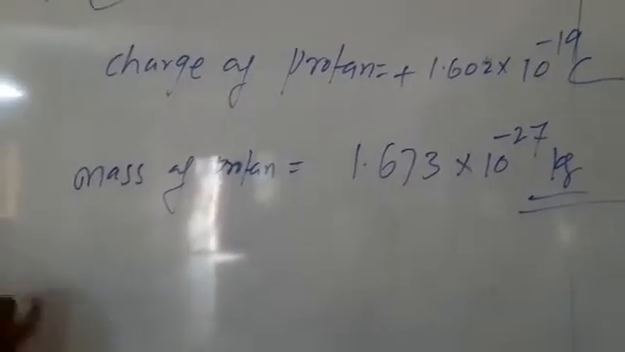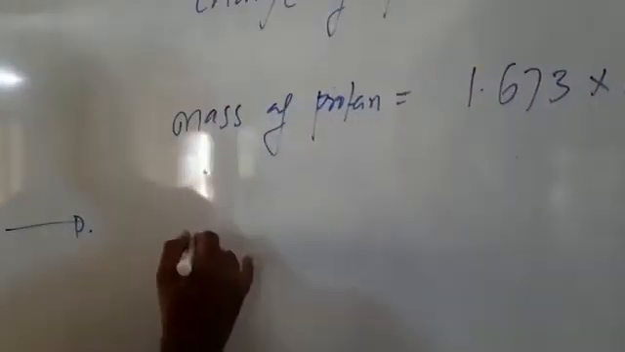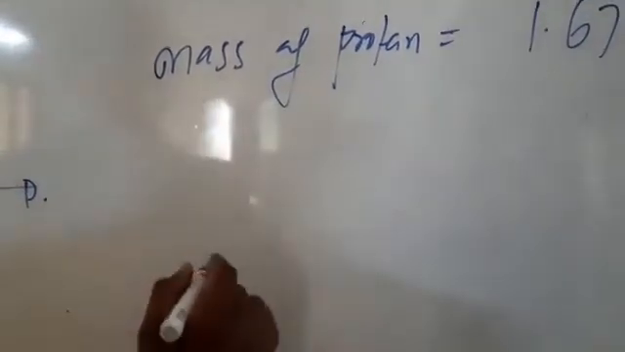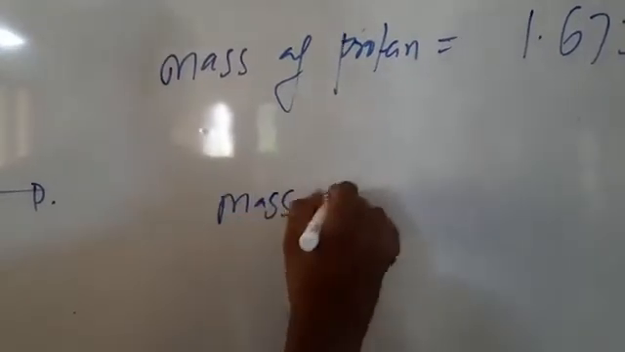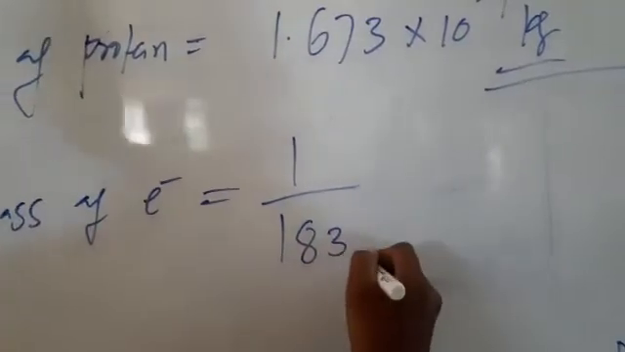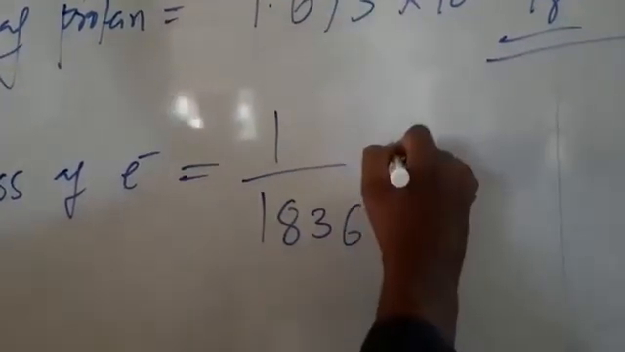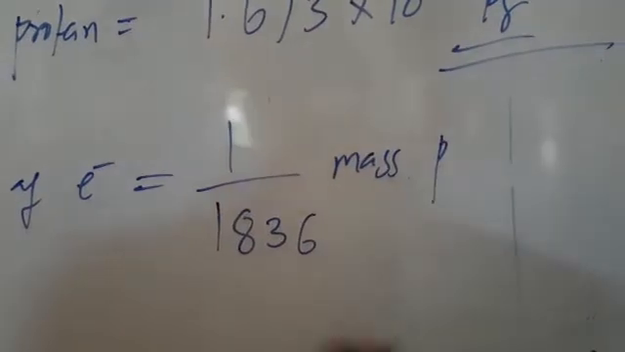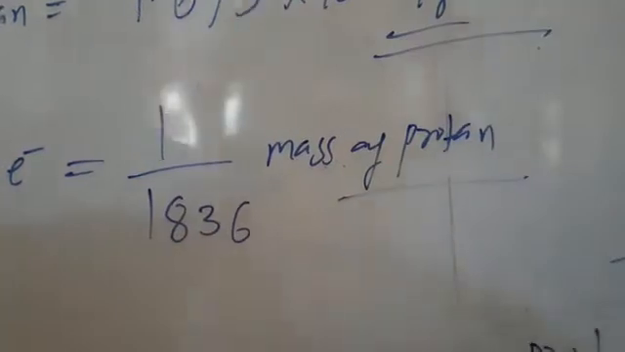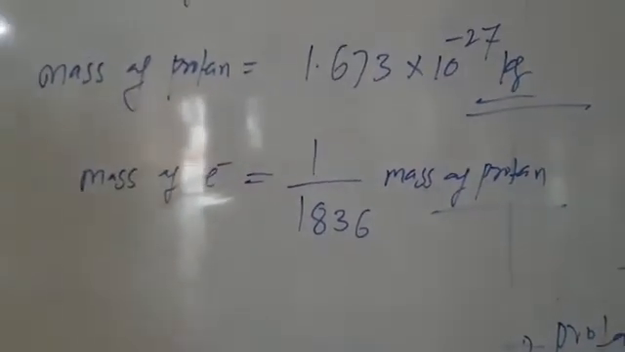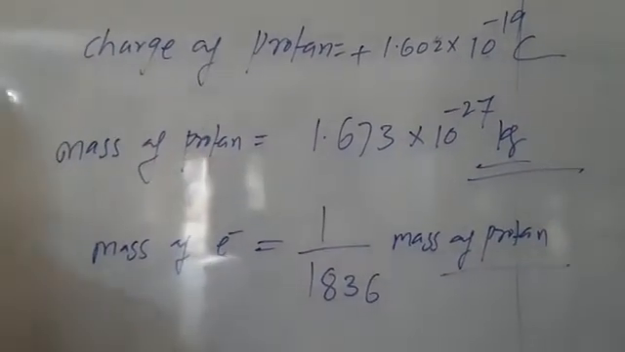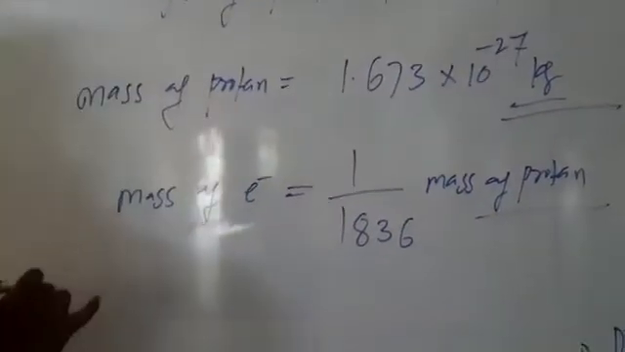Next, the electron. This is the mass of an electron. The mass of an electron is 1/1836 times the mass of hydrogen or proton. This is the proton.